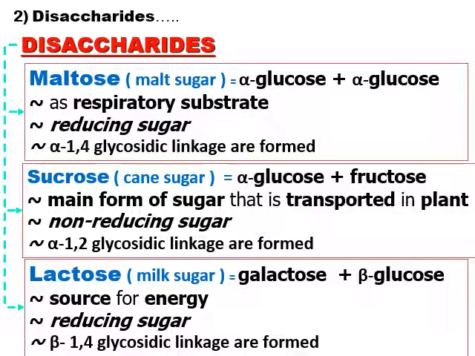Maltose is a malt sugar. It is formed by the joining of 2 alpha glucose. Maltose can act as a respiratory substrate. It is a reducing sugar and is joined by an alpha 1,4 glycosidic linkage.